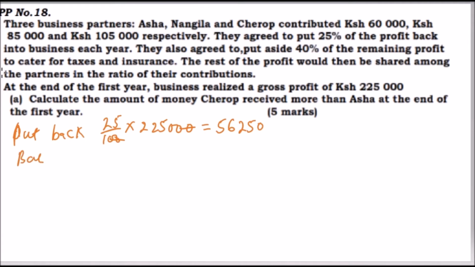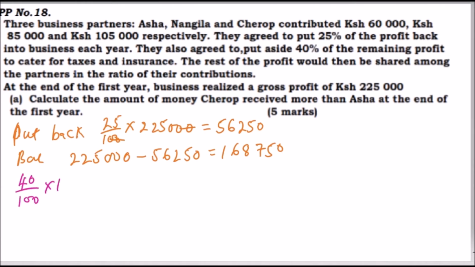Balance: you subtract from the profit of 225,000 the 56,250, which will give you, using your calculator, 168,750. Now 40% of this is also to be put aside for taxes, so you say 40% of 168,750. Using your calculator to compute that, you get 67,500 Kenyan shillings.